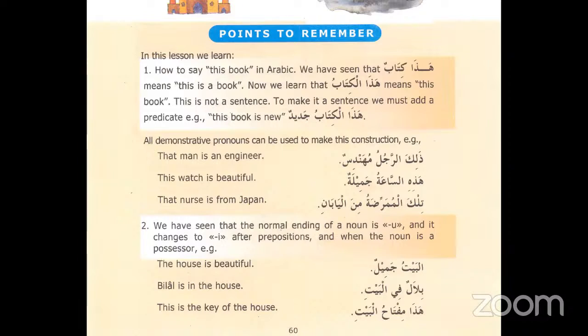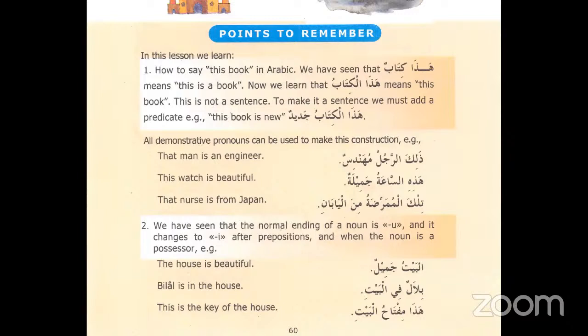This is not a sentence. To make it a sentence, we must add a predicate. Example: this book is new. هذا الكتاب جديد.